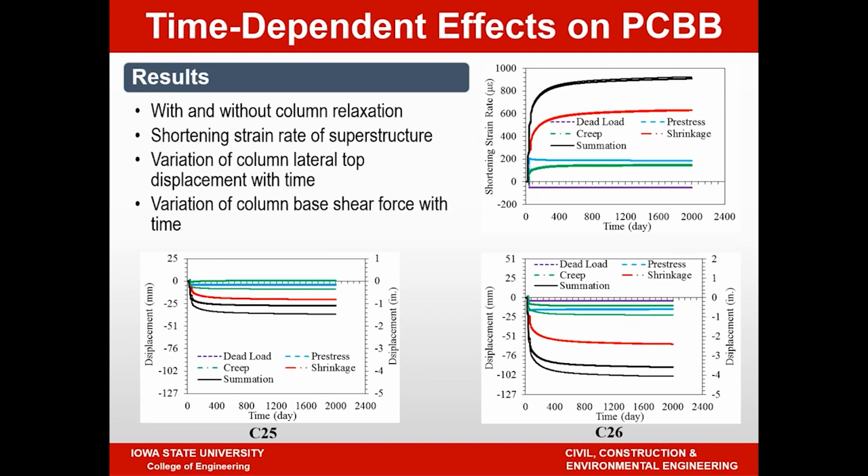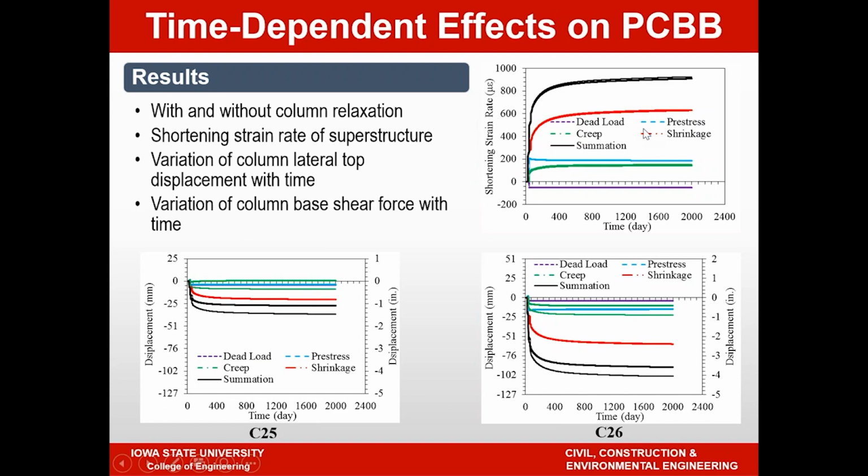Shortening strain rate of the superstructure was something that you could calculate based on the analysis, and then the variation of column level top displacement as a function of time, and the base shear can also be calculated. So I'm showing you a few different figures. So let me start with the top right figure, which shows different curves.